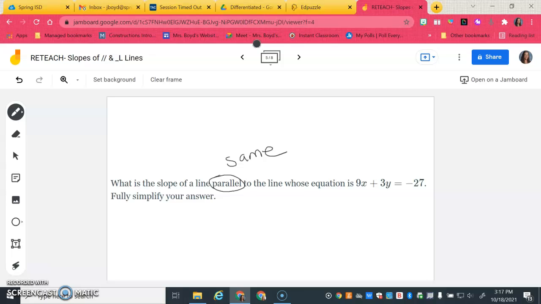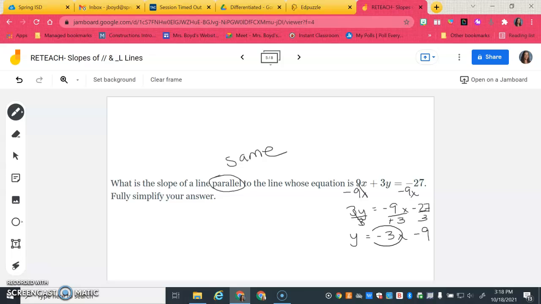I have to change it to slope-intercept form, so I'm going to solve for y. I'm going to get this y term by itself, so I'm going to subtract the x term, subtract 9x. That's going to cancel, and it's going to leave me 3y equals negative 9x minus 27. And then I still need to solve for y by dividing by 3. And y is going to equal negative 3x minus 9.